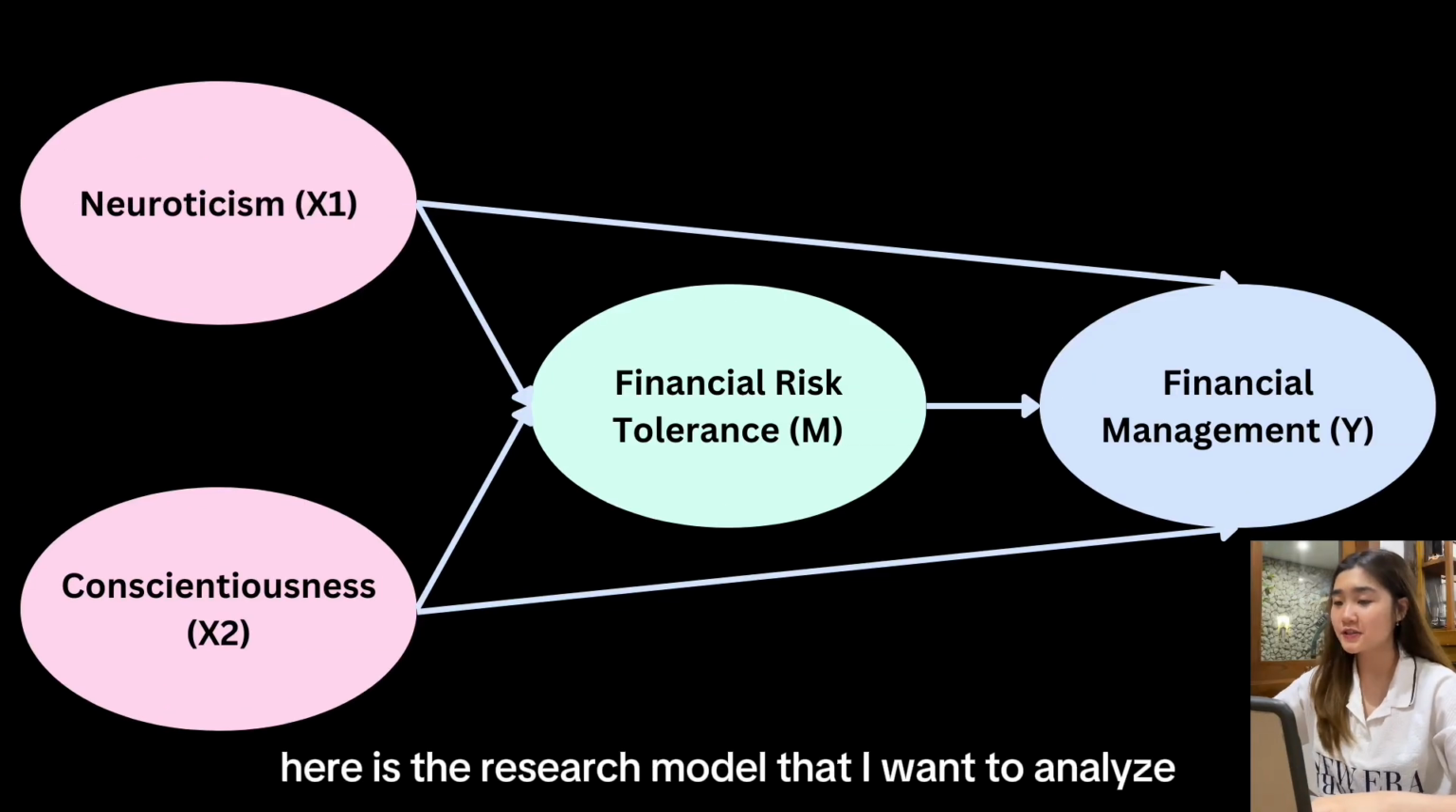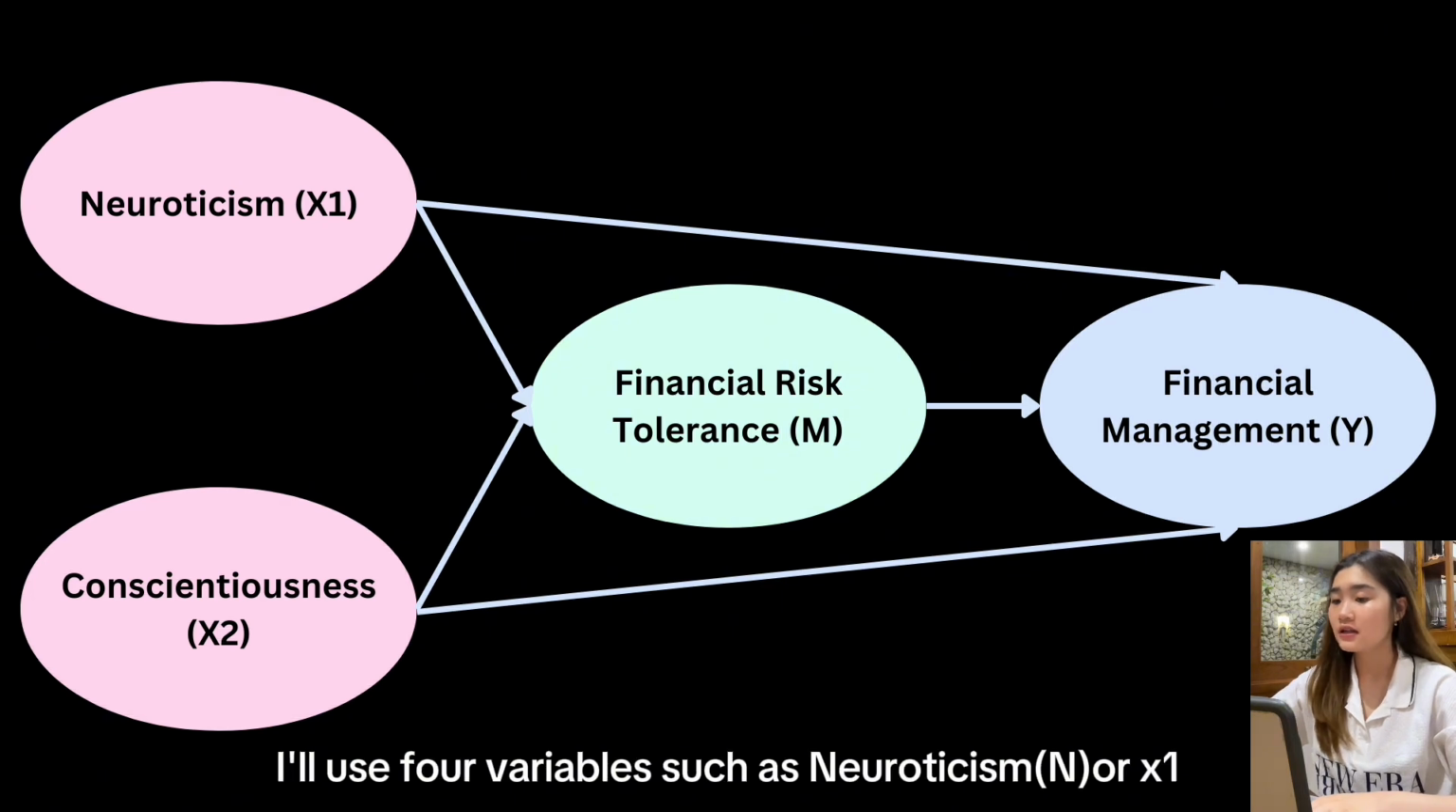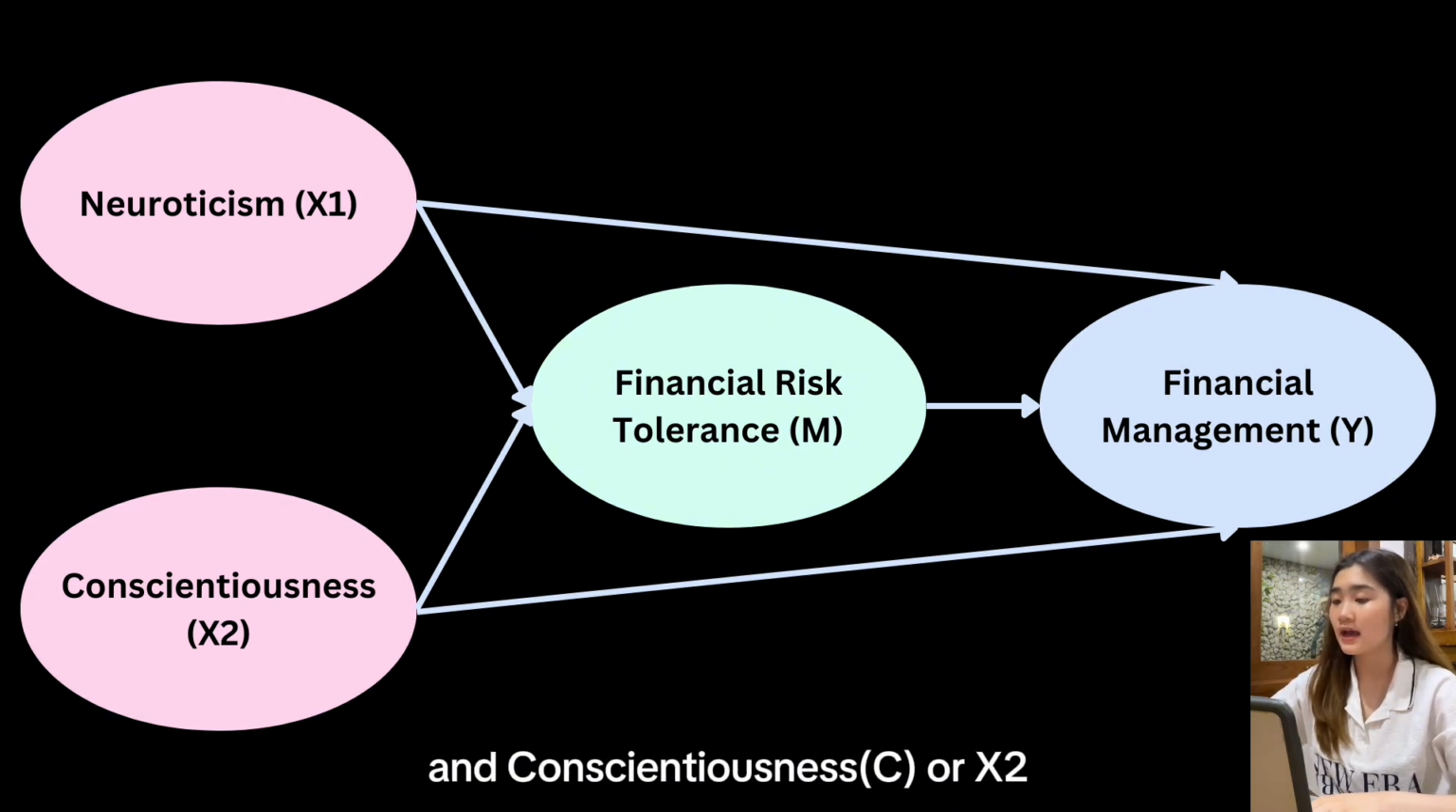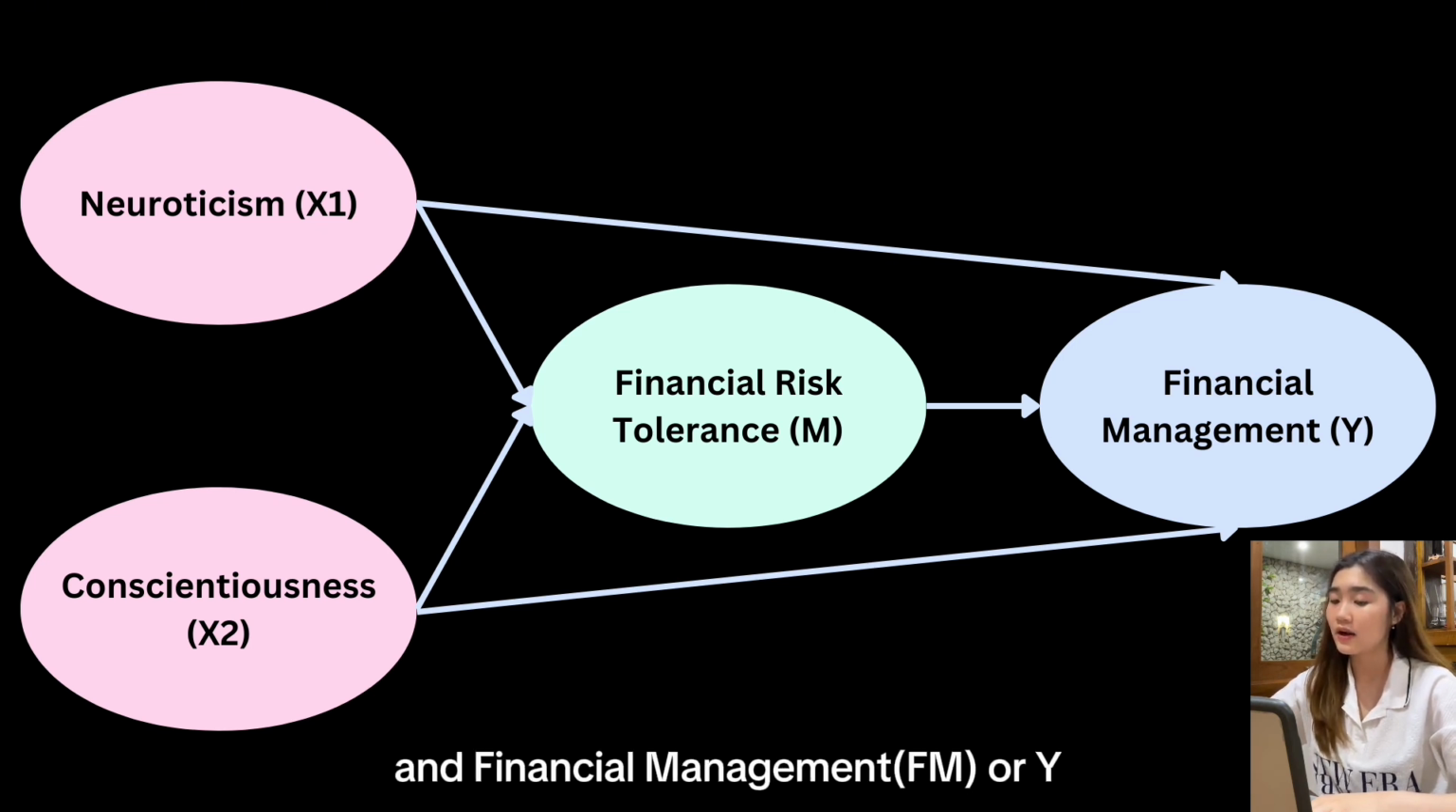Here is the research model that I want to analyze. I'll use 4 variables: neuroticism or N or X1 and conscientiousness or X2 as independent variables, financial risk tolerance or FRT or M as a mediation variable, and financial management or FM or Y as the dependent variable.